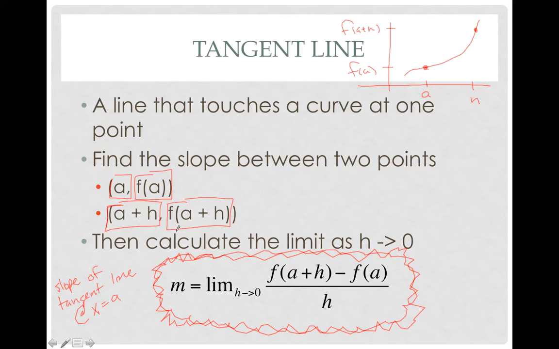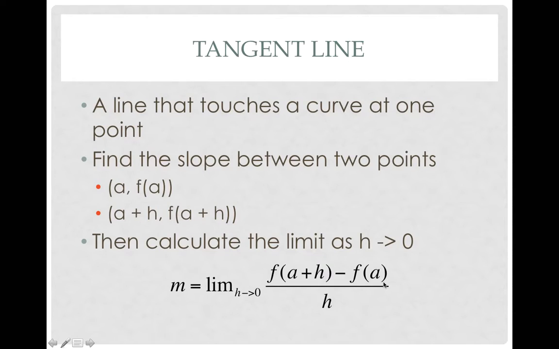So we did f of a plus h minus f of a over a plus h minus a, just being a slope. Notice here that a plus h minus a, the a's cancel, and I'm left with the h. And we can calculate any type of slopes. Let me go ahead and do the example on this page.